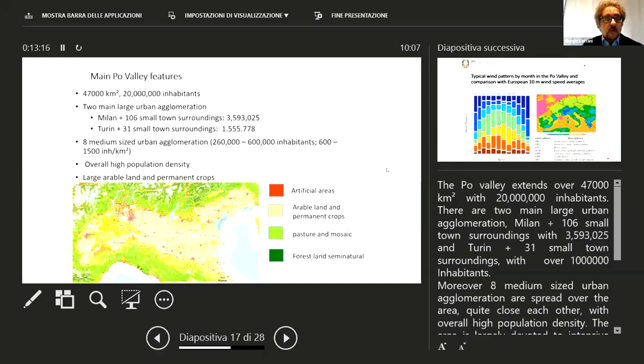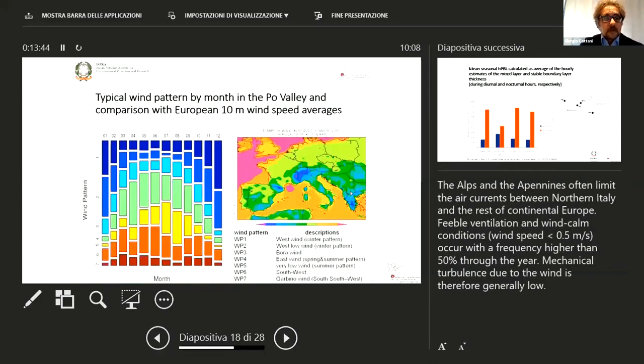an important precursor of PM, in the sense that particles can be formed in the atmosphere from this gas, ammonia, and nitrogen oxide and sulfur oxide, leading to the formation of ammonium nitrate and ammonium sulfate that contribute to the concentration of PM. Moreover, the Alps on the north side and the Apennines on the south side of the Po Valley often limit the air currents between northern Italy and the rest of continental Europe.